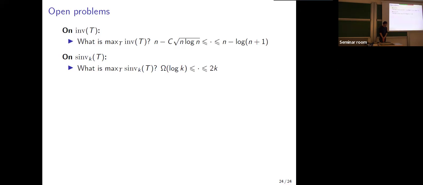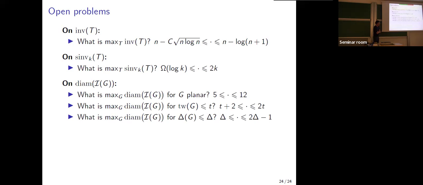About making a tournament k-strong. As I mentioned earlier, we can always make a tournament on at least 2k plus 1 vertices k-strong using 2k inversions. And there exists a tournament that needs at least log k inversions. Here there is really a huge gap. We tried to improve it, but so far we didn't succeed.